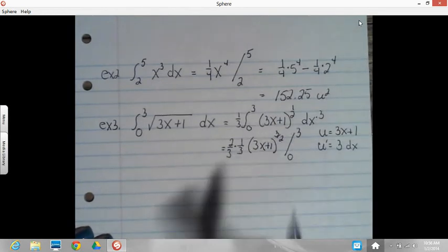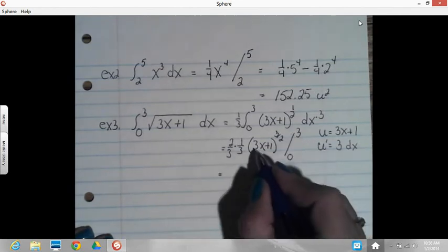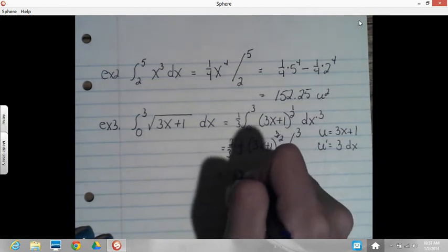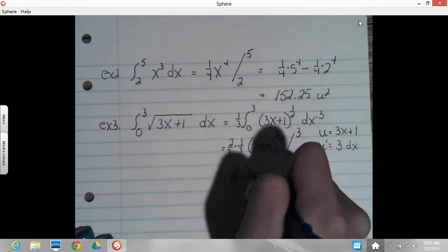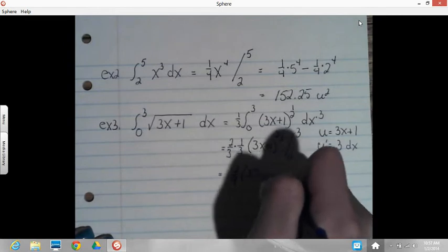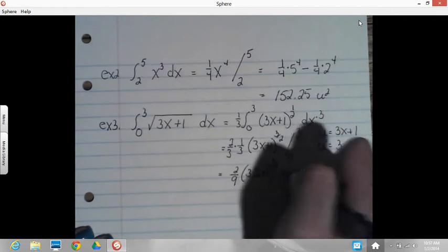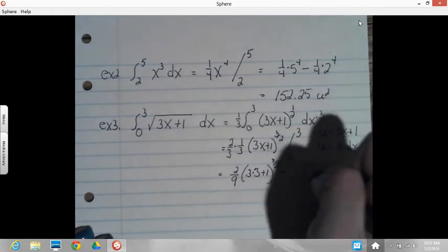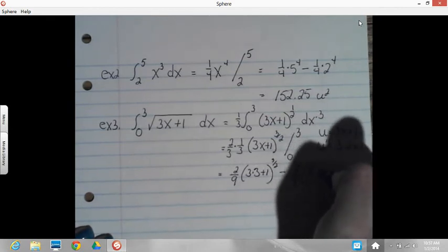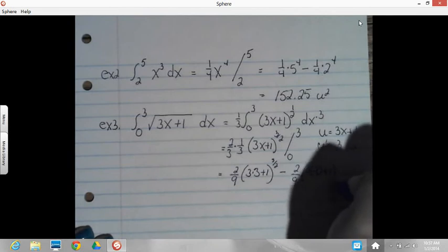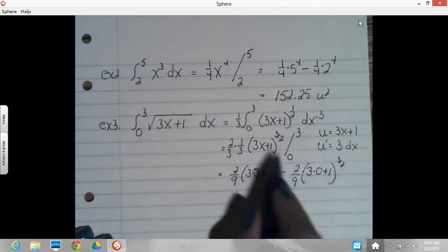So substituting in the 3, I'll have 2/9 times the quantity 3 times 3 plus 1 to the 3/2 minus, substituting in a 0, 2/9 times 3 times 0 plus 1 to the 3/2. So don't automatically think that the quantity is going to be 0 just because the boundary is 0. You can see 0 plus 1 is still 1. That's going to give me a value here that I have to subtract.